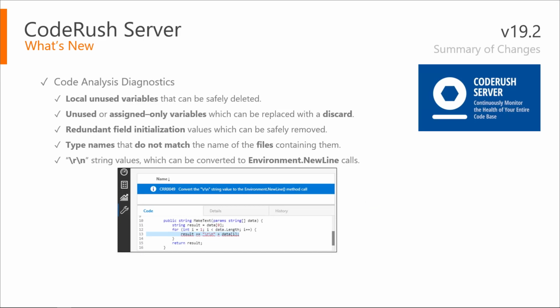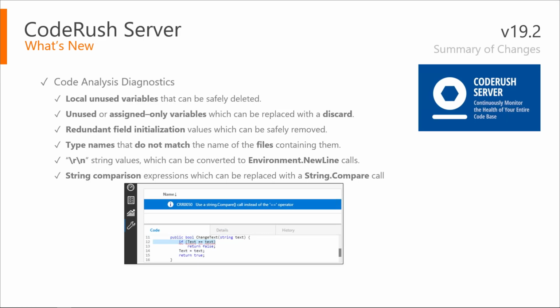Backslash r backslash n, so environment new lines, we can just convert it straight to an Environment.NewLine call, which can clean up the code, make it easier to read, but also make it work in multiple environments as opposed to just the environment that's expecting a carriage return and backslash n. Yep.